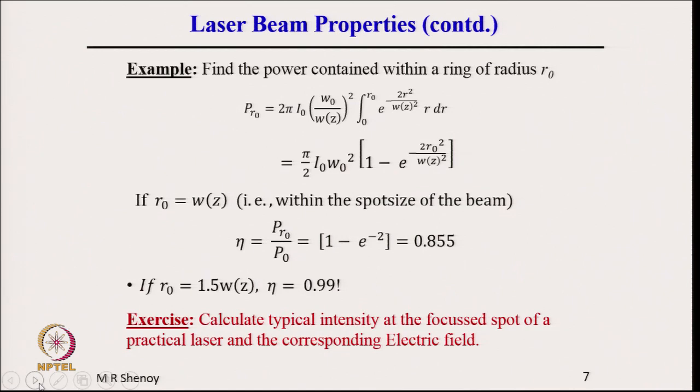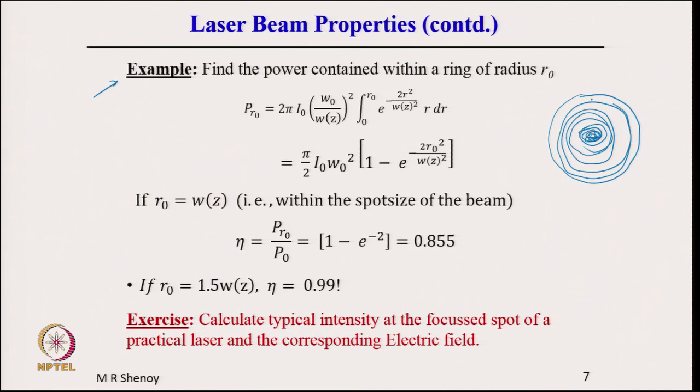All right. So, let us take a simple example. Find the power contained within a ring of radius r 0. That is, if you have the Gaussian beam, let me show it now in terms of the cross section in terms of the contour diagram, because the contours will spread and become farther and farther as you go away like this, and they will be dense at the center. So, if you plot the corresponding line diagram, then it will show the line diagram.